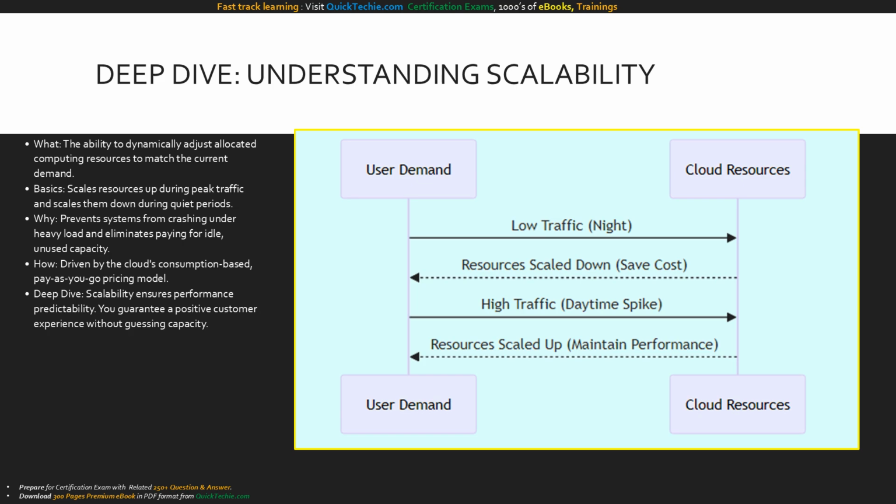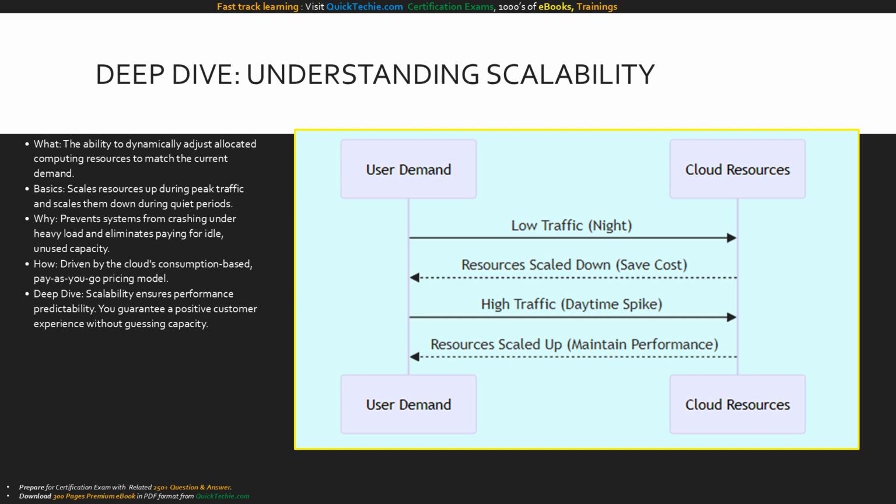Why is this revolutionary? Because it completely eliminates the need to guess your capacity requirements. It prevents your systems from becoming overwhelmed and crashing during unexpected traffic surges, while simultaneously saving you money during quiet periods. This is the heart of the cloud's consumption-based, pay-as-you-go model. You are literally only renting the exact amount of CPU and memory you need, exactly when you need it, ensuring highly predictable performance and cost.